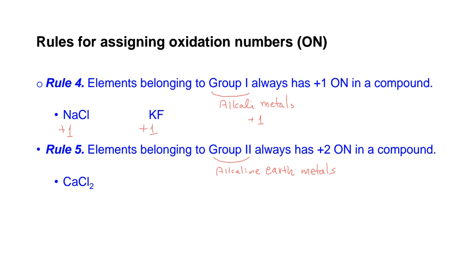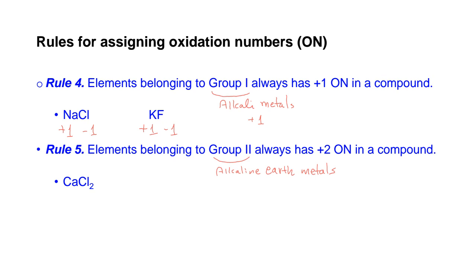Then let's figure out the oxidation numbers of chlorine in sodium chloride and fluorine in potassium fluoride. If you use rule number 3, you will find that the oxidation number of chlorine in sodium chloride must be -1, and the fluorine will be -1. Why? Because the sum of the oxidation numbers of sodium and chlorine in sodium chloride must be 0. Therefore, the oxidation number of chlorine must be -1. In the same manner, you can find the oxidation number of fluorine in potassium fluoride.